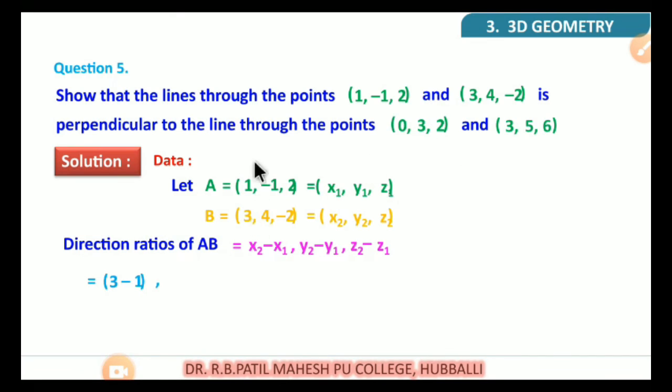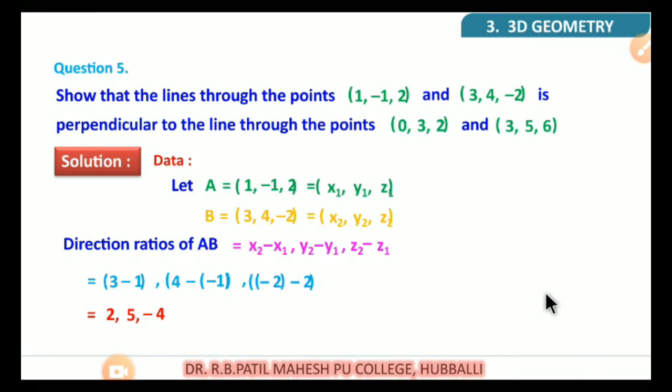So that is 3 minus 1, 4 minus of minus 1, and minus 2 minus 2. Therefore 3 minus 1 is 2, 4 minus of minus 1 is 5, and minus 2 minus 2 is minus 4. So these 3 are the direction ratios of the first line AB.